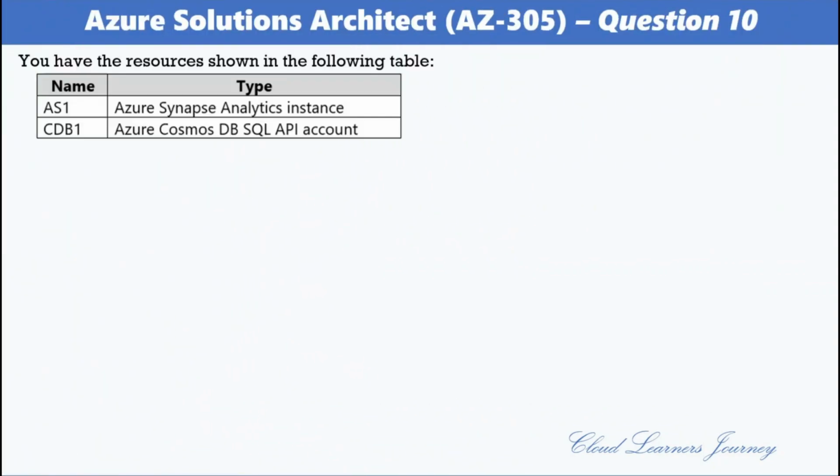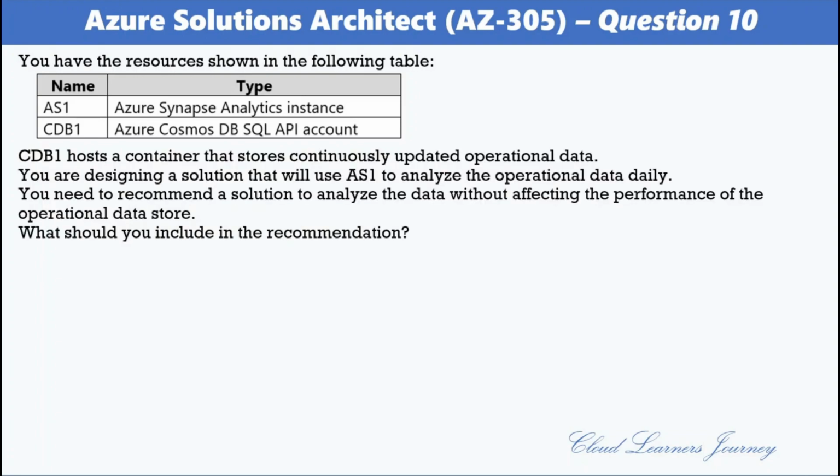Next, question number 10. You have the resources shown in the following table. Columns are name and type. AS1 with type Azure Synapse Analytics Instance, CDB1 with type Azure Cosmos DB SQL API account. CDB1 hosts a container that stores continuously updated operational data. You are designing a solution that will use AS1 to analyze the operational data daily. You need to recommend a solution to analyze the data without affecting the performance of the operational data store. What should you include in the recommendations?